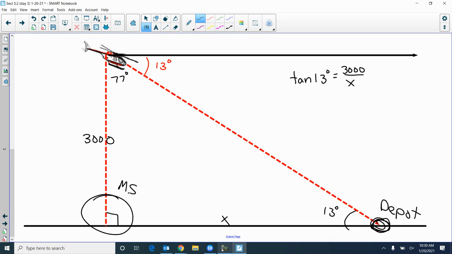If you choose to use the 77, set that up. It's going to be tangent of 77 equals opposite, which is X, over adjacent, which is 3,000. They will both give us the same answer. Here, I'm just going to do a little bit more different work. X times tangent of 13 equals 3,000. Divide by tangent of 13.